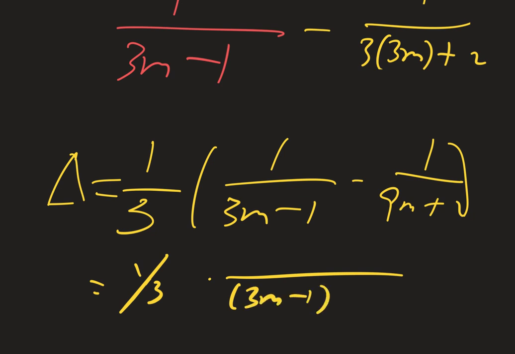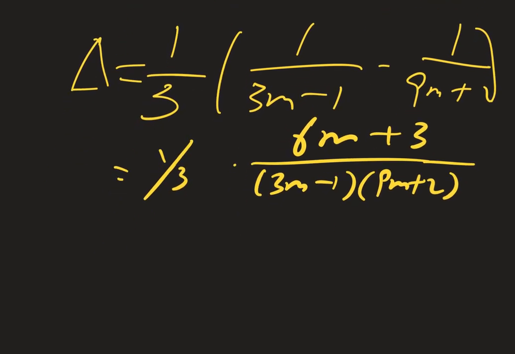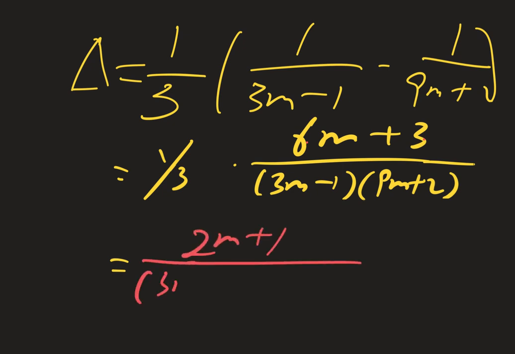So 3m minus 1, 3m plus 2. Then you just need to do the cancellation on top. So it becomes 6m plus 3. I look at this 6 with 3, I don't feel good, so I just cancel it. So 2m plus 1 over 3m minus 1, 9m plus 2. So this is the answer. Then they ask you to do what? Find the infinity, only 1 mark.